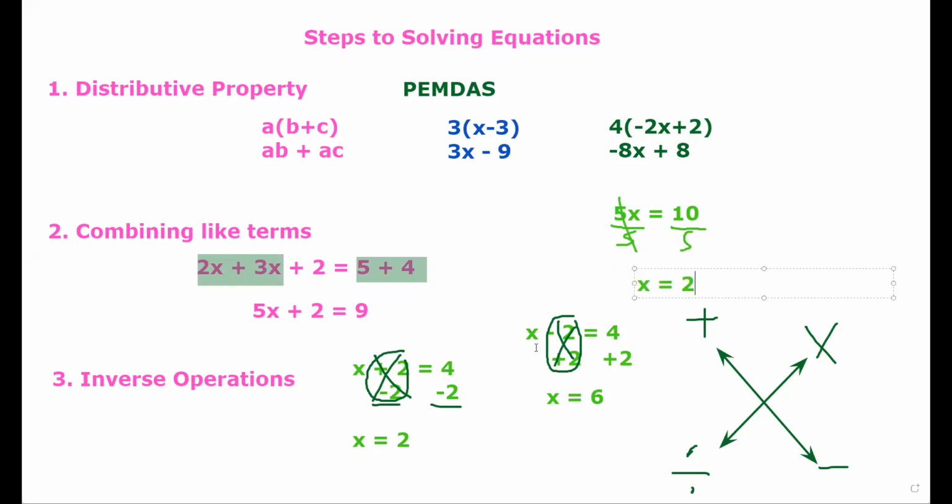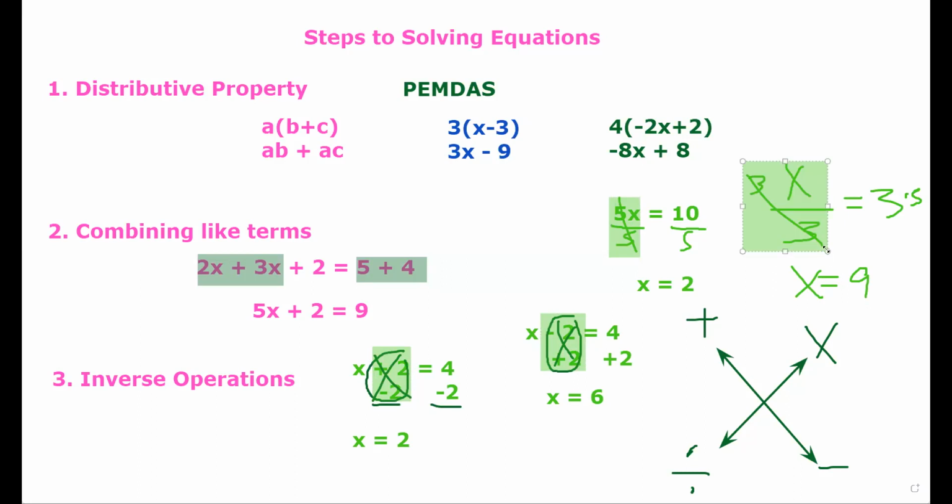Your goal is to always get the variable all alone. If I had x over 3 equals 3, I would multiply this 3 to the other side, and I would get x equals 9. So just know when to move stuff around correctly. When something's being added, you subtract. When something's being subtracted, you add. When something's being multiplied, you divide. When something's being divided, you multiply. It's that simple.